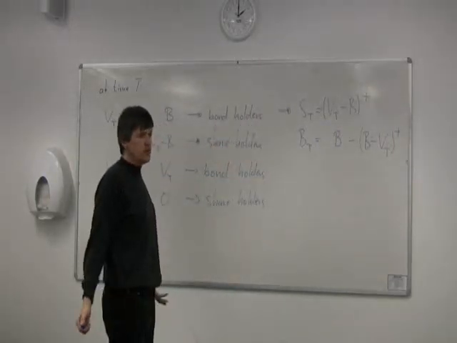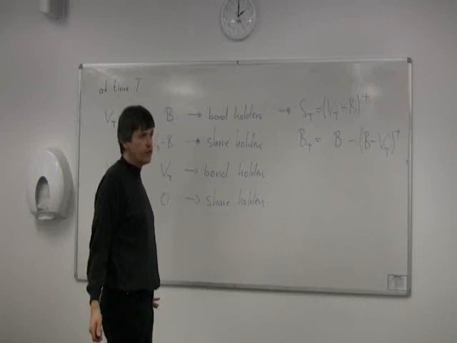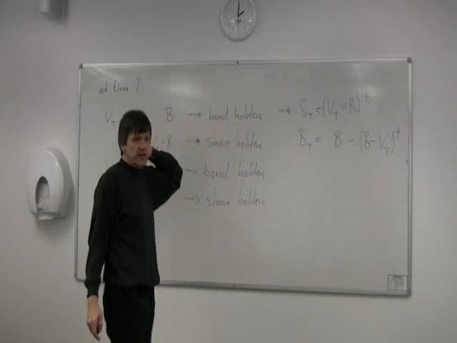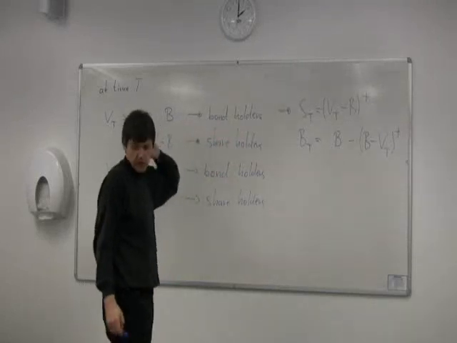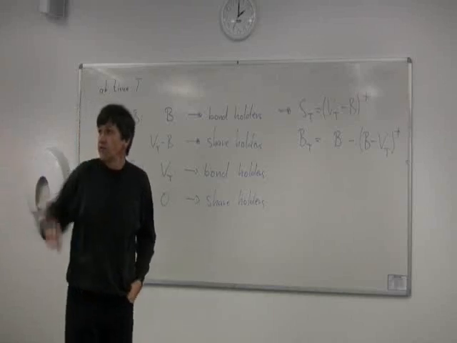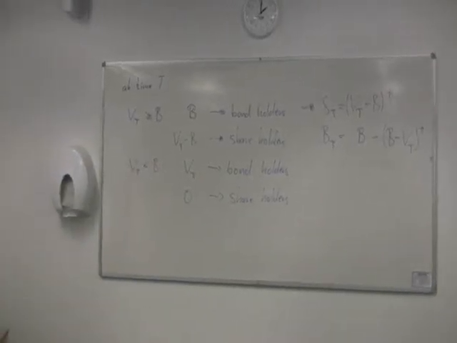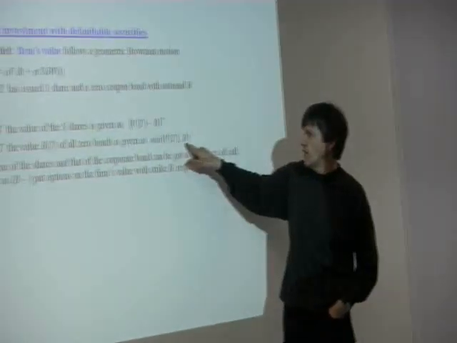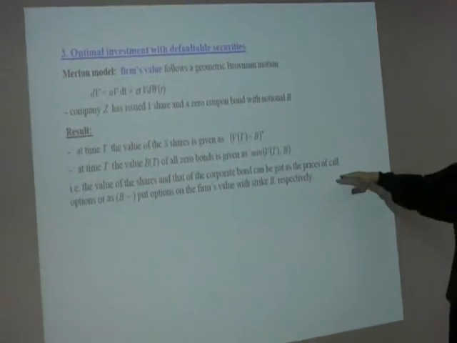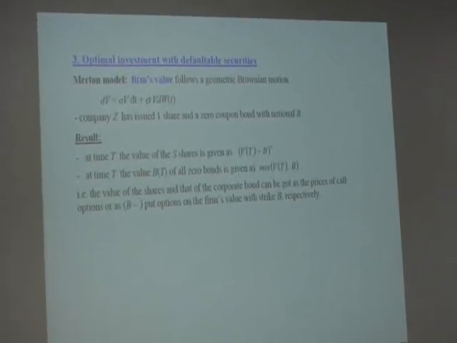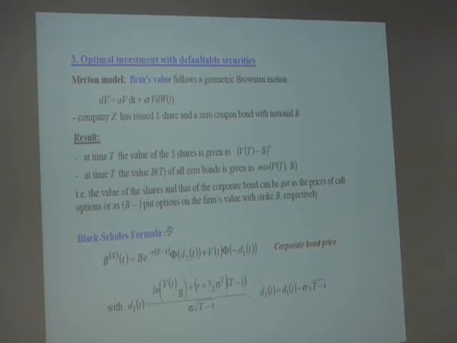Now, you see here what the reason is why Merton assumed that the firm value follows geometric Brownian motion. Because he knew that he has the Black-Scholes formula at hand, right? So with this assumption, and with the idea that at time t the value of the share is given as a call, the value of the bond is given as the difference of the face value and the put option on that, and the Black-Scholes formula at hand, you know exactly that these are the prices.